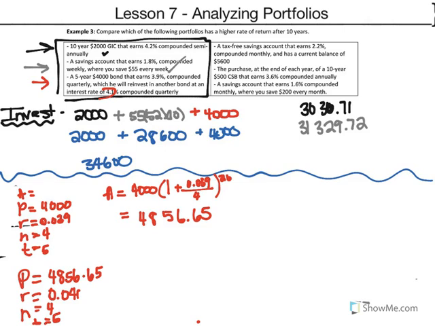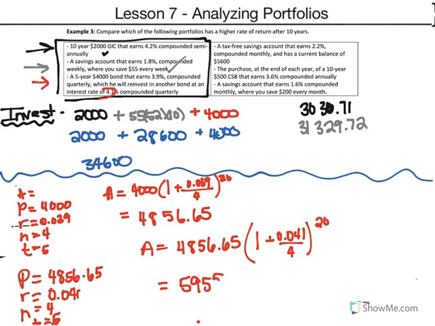So you're going to go, A is equal to 4856.65 brackets 1 plus 0.041 divided by 4 to the power of 4 times 5, that's a 5, 20. Type that all into your calculator, and you should get 5955.44. So your last part of your portfolio earned you $5,955.44.